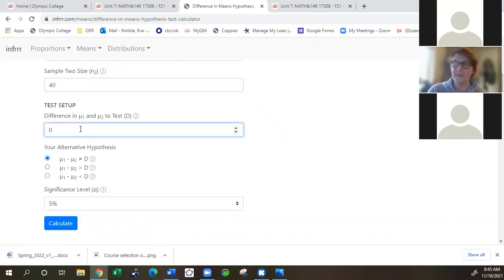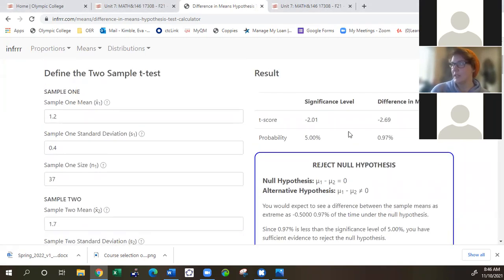Okay, we're always going to leave this value at 0, so we're assuming that the difference between these two is 0. And we just think that they're not equal, so we're going to keep that very first alternative hypothesis. Remember, if the significance level isn't stated, then we're just going to assume that the significance level is 5%. So we're going to go ahead and hit calculate. And what we get is a t-score of -2.69, and our p-value is 0.97%.